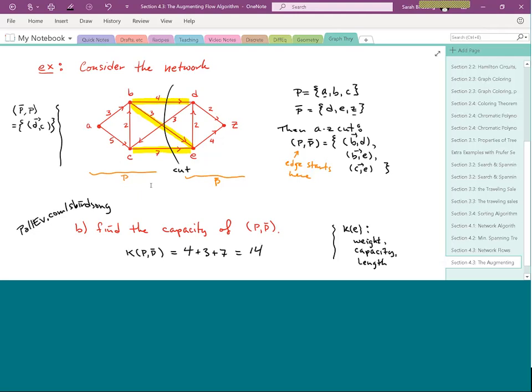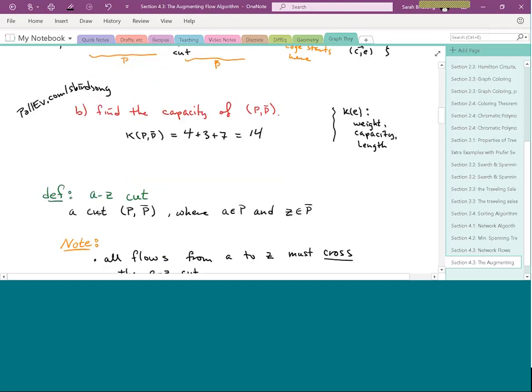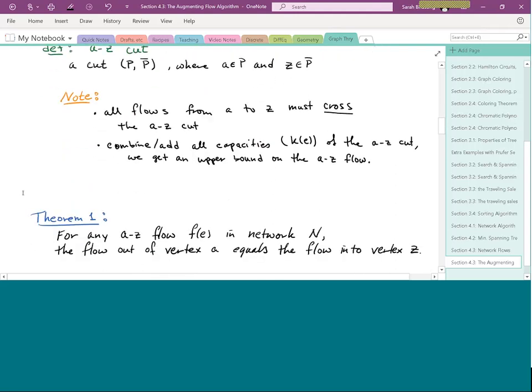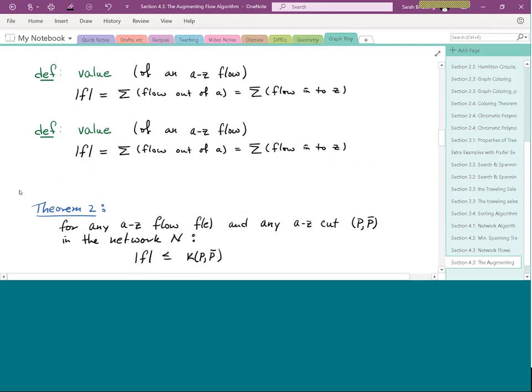So just watch out for the directions of whether it asks you to find an AZ cut or just a cut. And that's why I went ahead and put the separate definition of the AZ cut down there. That your book uses all the time.